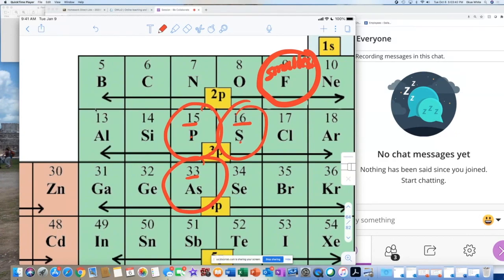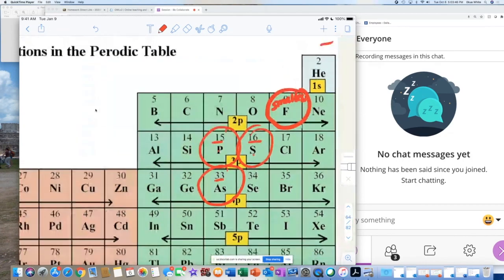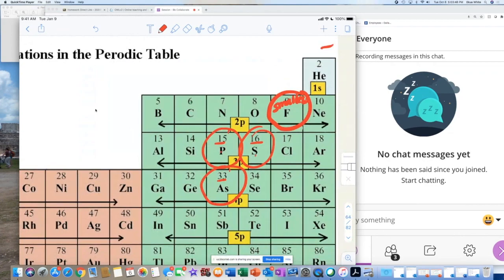Any takers? I'm assuming it's sulfur. Yeah, I would say sulfur because it's the closest. Anything close to fluorine is really small. So sulfur will be the smallest. And then which would be the largest? Oh God, I can't remember what it is. As. Okay, that's fine. As would be the largest.